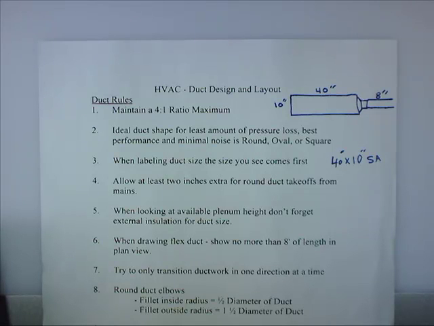Alright, the next thing, try to only transition ductwork in one direction at a time. So if I'm going to change the size of the ductwork, I only want to change the size of it in either width or height. I can do either or, but I don't want to do both at the same time. I want to try to transition in width, and then maybe the next time transition in height, or vice versa.